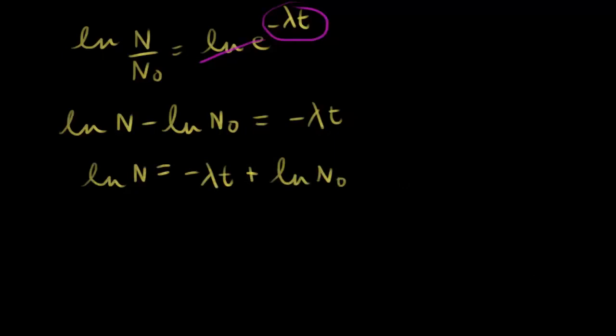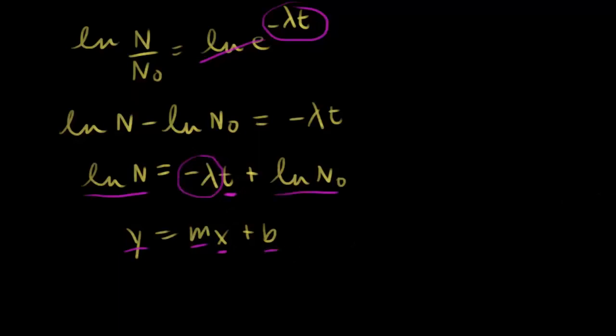And now we have a very interesting form. If you look at it closely, you'll see this is the same thing as y is equal to mx plus b, which is the equation for a straight line. So y would be equal to natural log of N. M would be equal to negative lambda, so we're talking about t as being x here, and then natural log of N naught is equal to b.